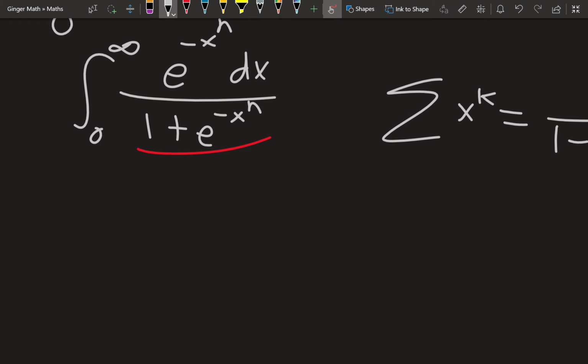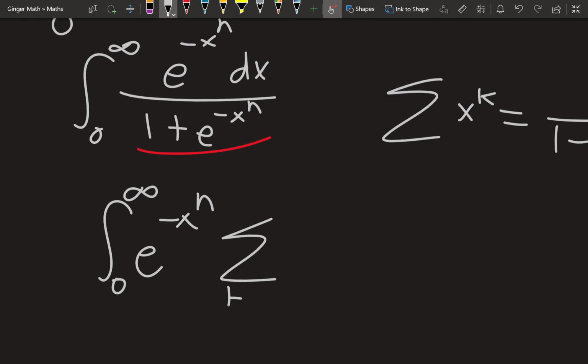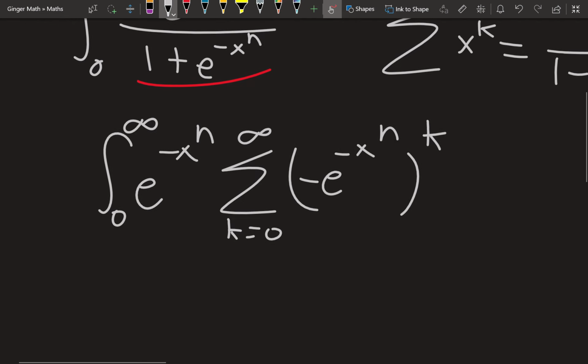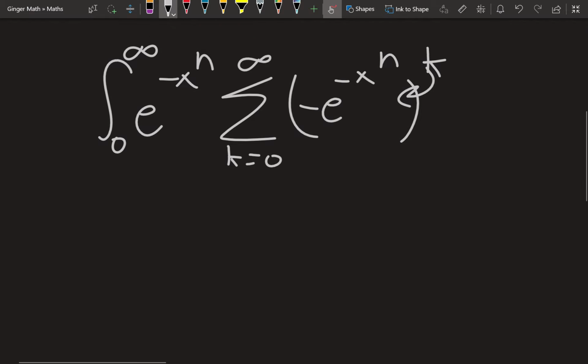So we're going to have the integral from 0 to infinity of e to the minus x to the n of the sum from k equals 0 to infinity of minus e to the minus x to the n all to the k. And just by properties of exponents, I'm going to bring the k inside of here, and then pull the sum out, reverse the order, because we can do that, and we love to do that.